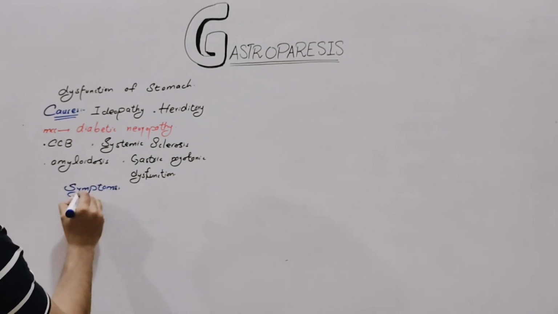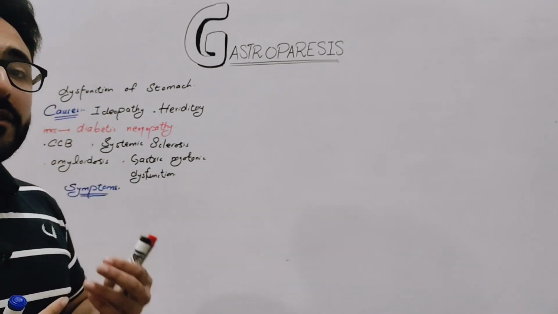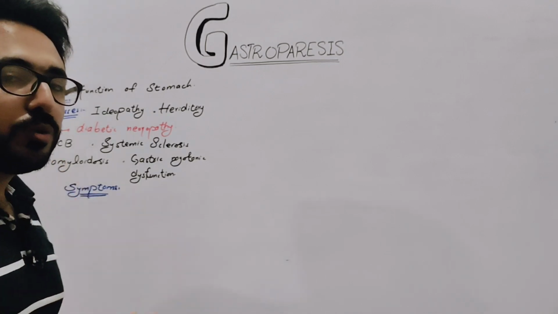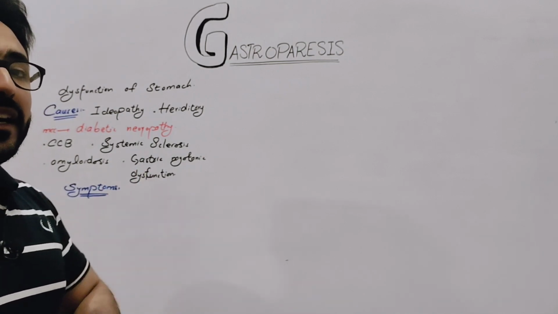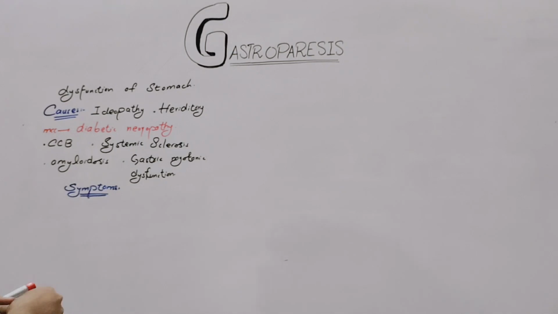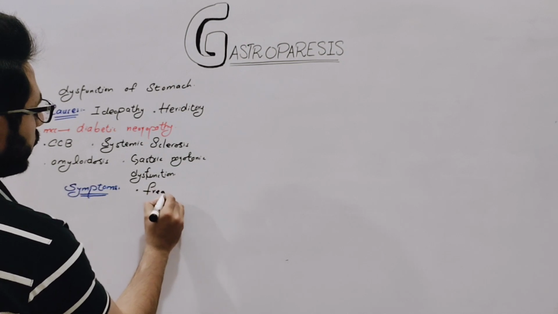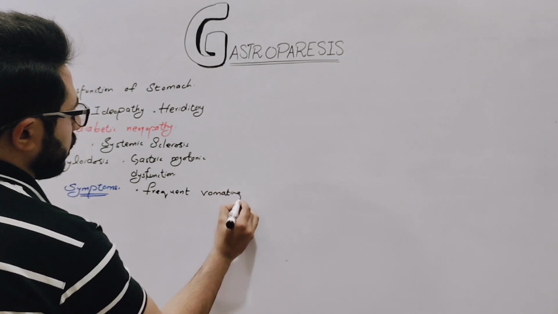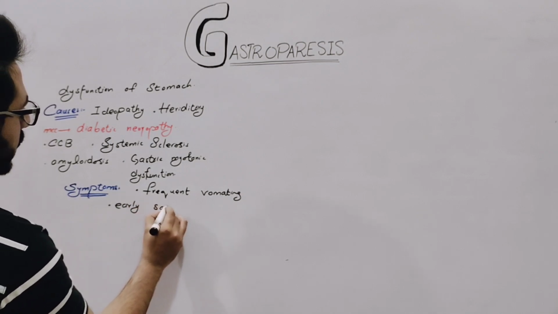Symptoms are very easy. This patient has a dysfunction of the stomach, so the patient will not be able to eliminate the gastric content, and it will be eliminated through the oral route: vomiting, frequent vomiting. The second condition will be early satiety. The patient will eat only a small amount and will feel full. So the main symptoms will be frequent vomiting and early satiety.